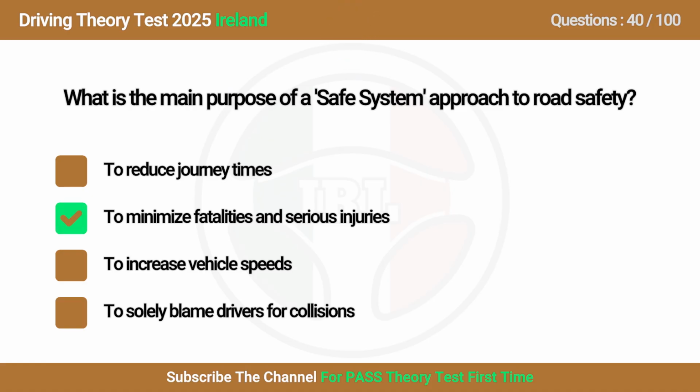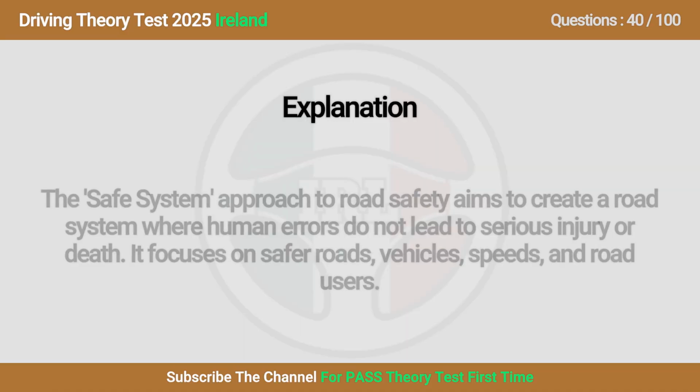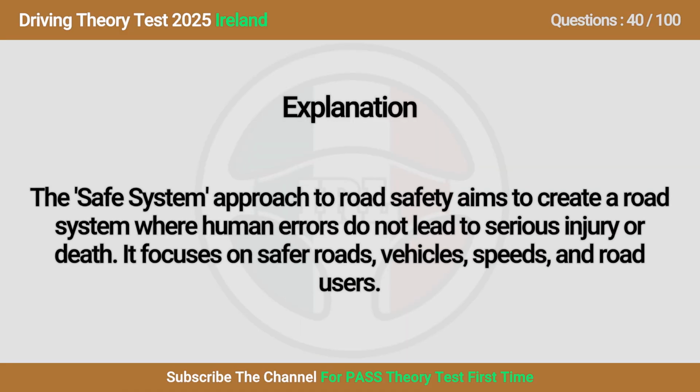Answer is B. To minimize death and serious injury. The safe system approach to road safety aims to create a road system where human errors do not lead to serious injury or death. It focuses on safer roads, vehicles, speeds, and road users.